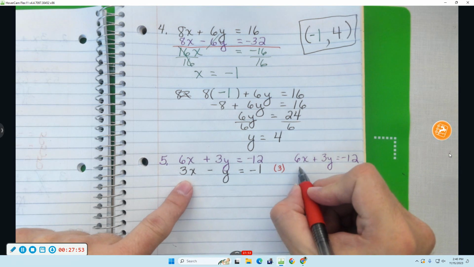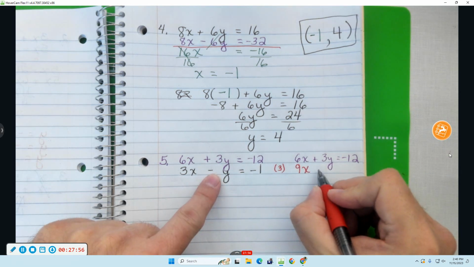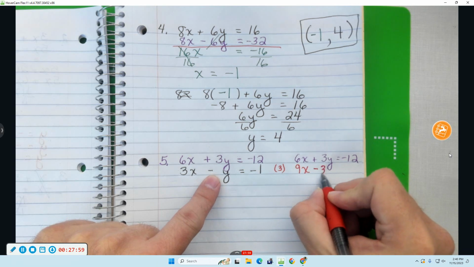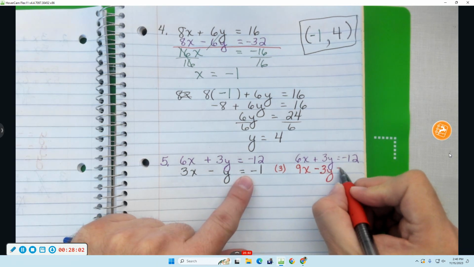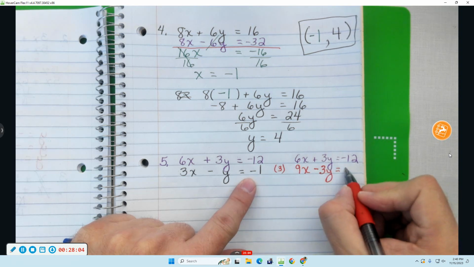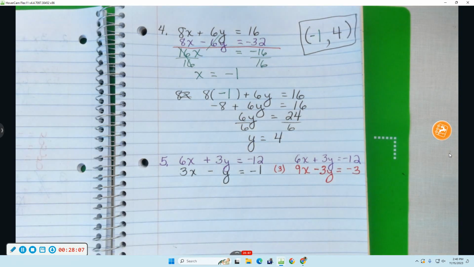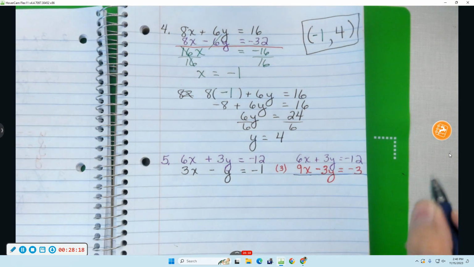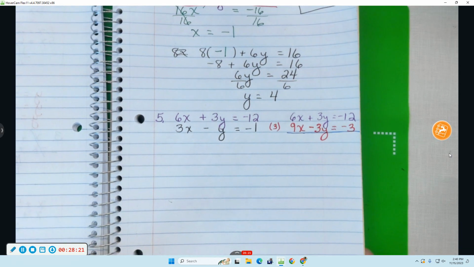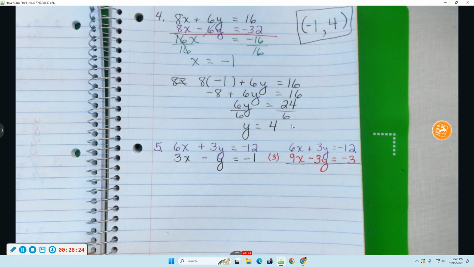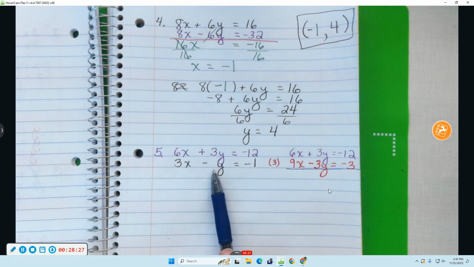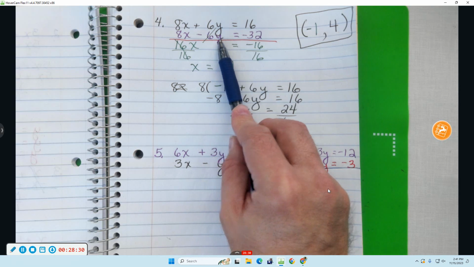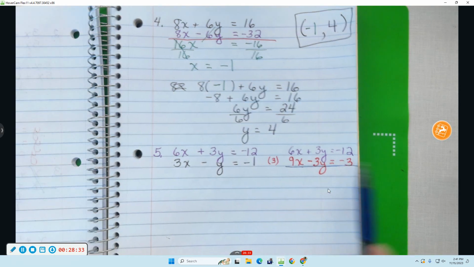And what is this going to be, a 9x? Now here's where we're getting what we wanted. A minus 3y equals, is this going to be a negative 3 on the right? Yes. Now if I draw the equal sign, the horizontal equal sign, if I add vertically, notice the most basic problem-solving strategy. I took problem 5 and made it like number 4, didn't I? I'm multiplying that second equation by 3.